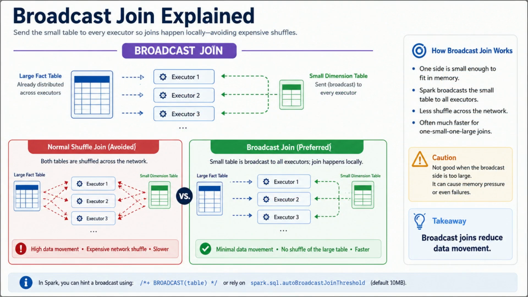A broadcast join is usually preferred when one side of the join is small enough to fit safely in memory. Instead of shuffling both tables, Spark sends the small table to every executor. Then each executor joins its local partition of the large table with the broadcasted small table. This can be much faster because it avoids a large shuffle across the network. Broadcast joins are excellent for one small, one large joins, such as joining a large transactions table with a small product or customer dimension table.